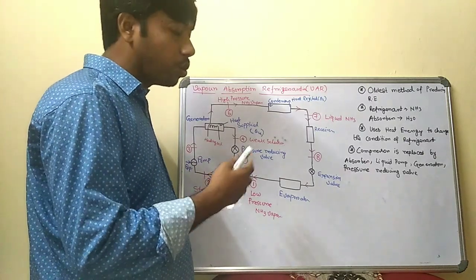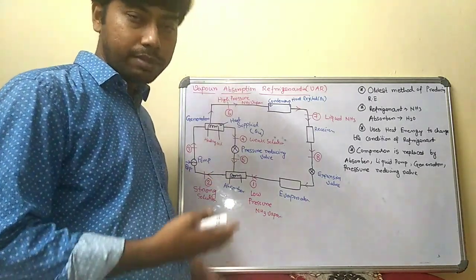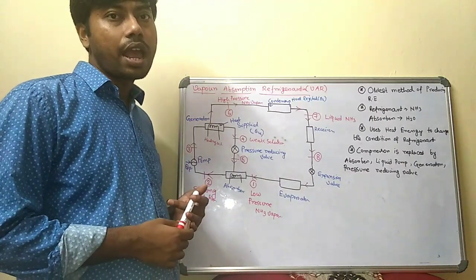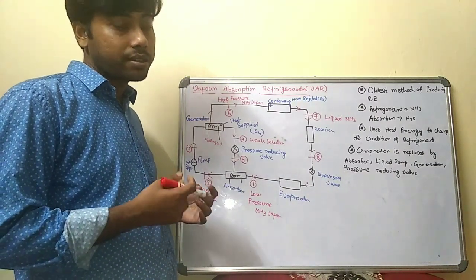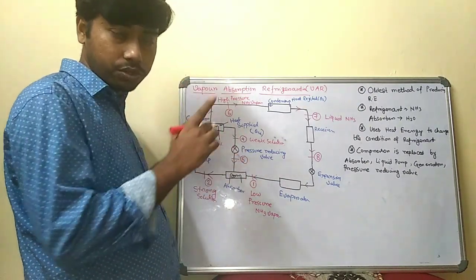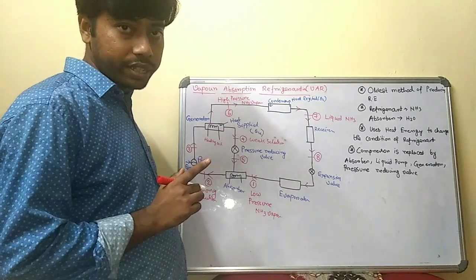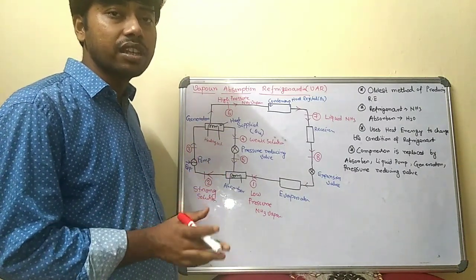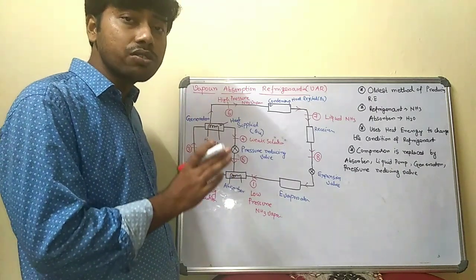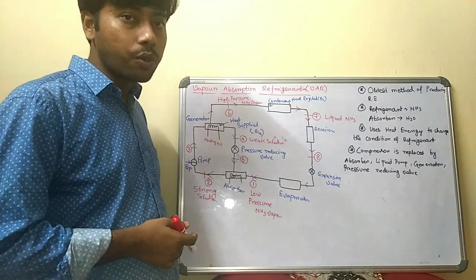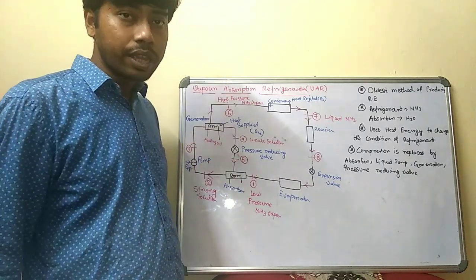This is basically the oldest cycle, but it is still used in industrial as well as some domestic applications. Here the compressor is replaced, and this is the most important point. One more point is that no mechanical energy is used; only heat energy or chemical energy is used to change the condition of the refrigerant. Okay, so this is a VAR cycle.